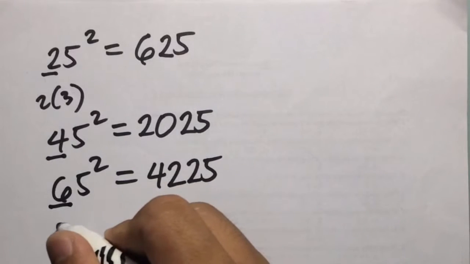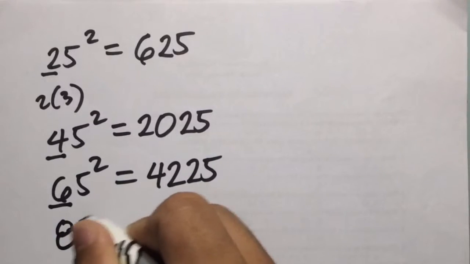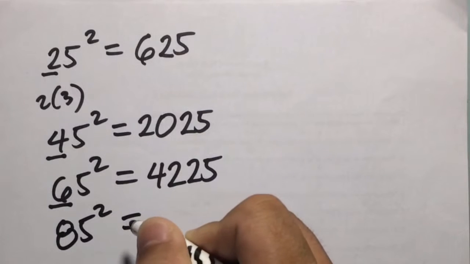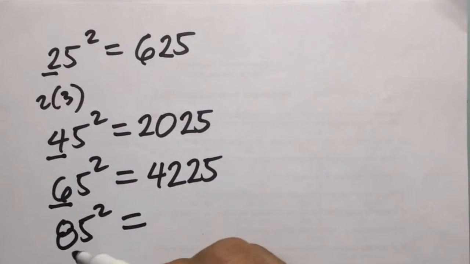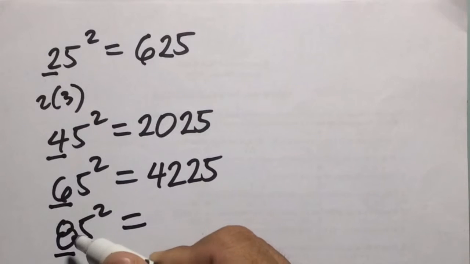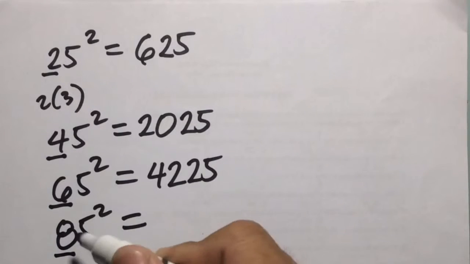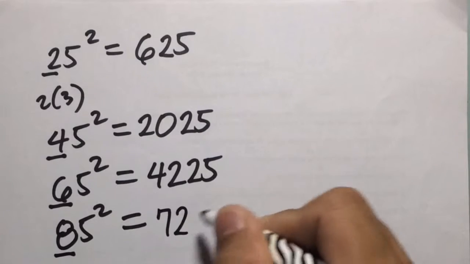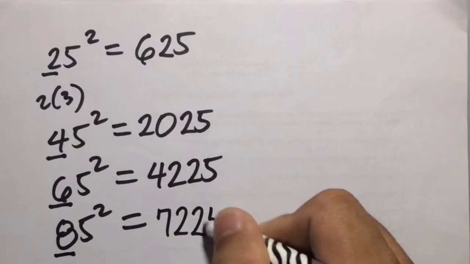Okay, let's have another one. Let's have 85 squared. So we're going to look at the first digit, which is 8. Then next to 8 is 9, so we're going to have 8 times 9, that will be 72. Then we're going to add 25.